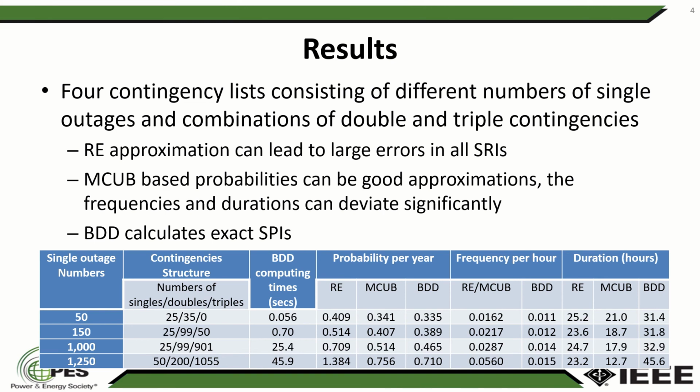And for the probability, rare event usually gives fairly large errors. As you can see here, in the last contingency list, the probability is larger than 1.38. That's not making sense. And for MCUB, the probability is not too far from BDD, as you can see from there. However, the frequencies and duration times are significantly different from the true value. So this is the conclusion we can get. BDD gives the exact value. MCUB gives pretty good probability approximation, but not frequency and duration. And rare event approximation gives the worst results.